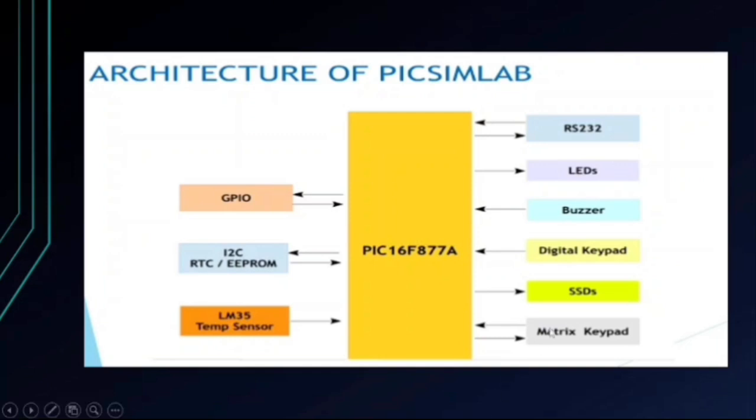I2C is a communication protocol, and using that we can store the data in RTCs, real-time clocks, and the EEPROM through the address. LM35 is a temperature sensor, which contains BJTs and others. The temperature range of this sensor is minus 55 degrees Celsius to 150 degrees Celsius. It supports RS-232, that is serial communication, and the LED patterns can be done using the port pins of PIC 16F877A.